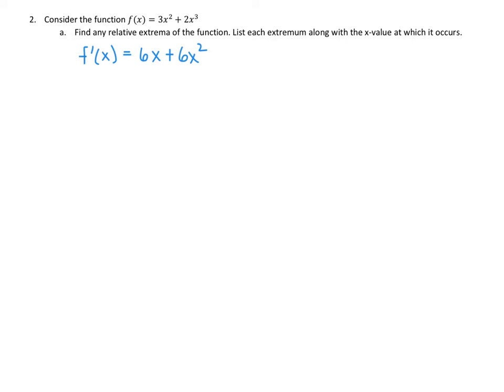Since the derivative is a polynomial function, it is defined for all real numbers. So any critical values that would occur would be where the derivative is equal to 0. So let's set the derivative equal to 0. Solving for x, we can factor out a 6x. We're left with 1 plus x. Setting each factor to 0.